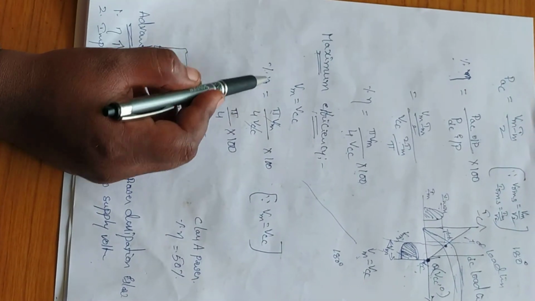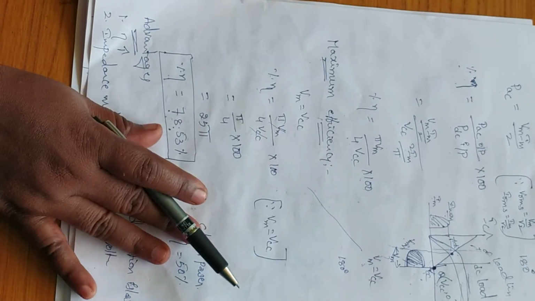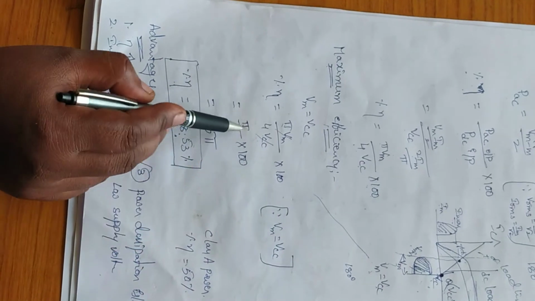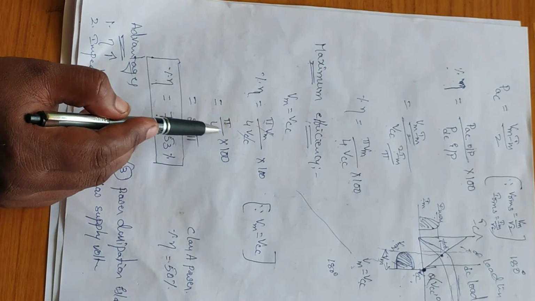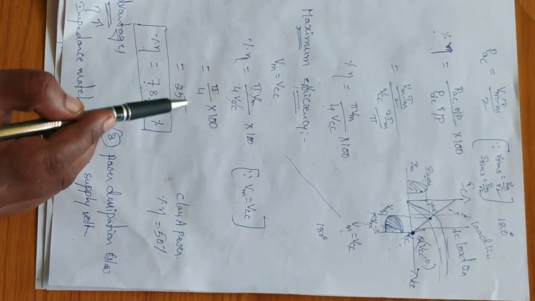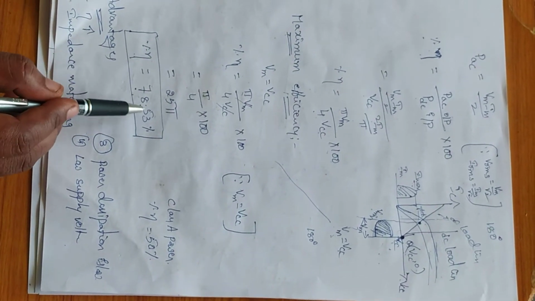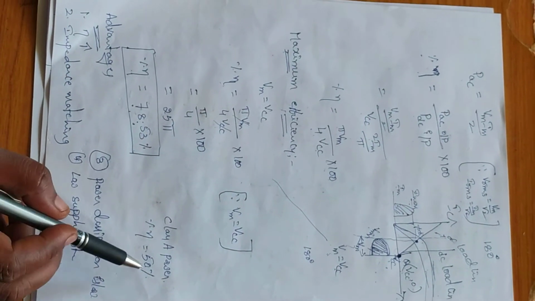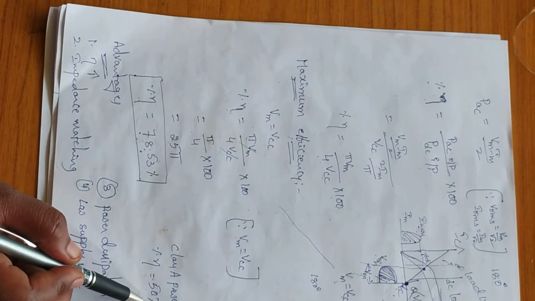So, percentage of efficiency equal to pi Vm by 4 VCC into 100. When we observe this figure, Vm equal to VCC, by substituting this, we get pi by 4 into 100. So, 100 by 4 is 25 into pi. Finally, we get percentage of efficiency equal to 78.53%. Whereas in class A power amplifier, percentage of efficiency is 50% in transformer coupled class A power amplifier.